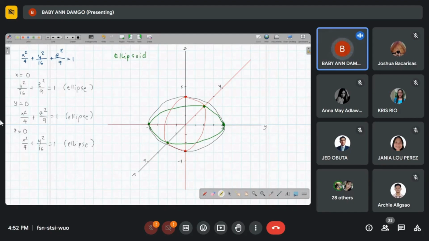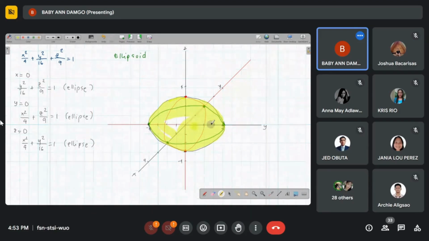If we color it, this is fine. Okay, so this is the graph of an ellipsoid.